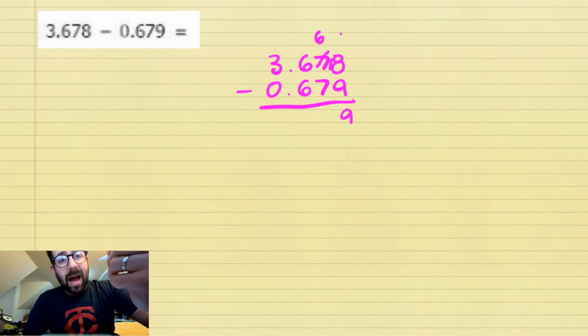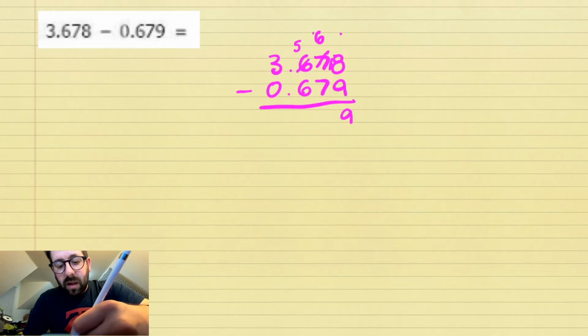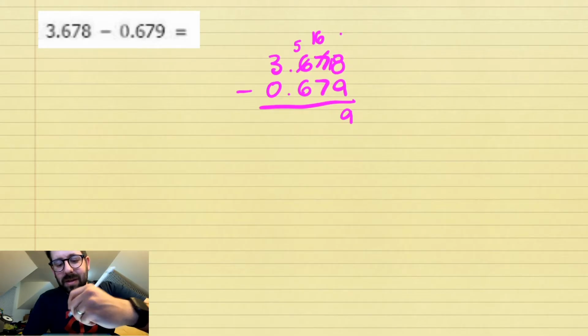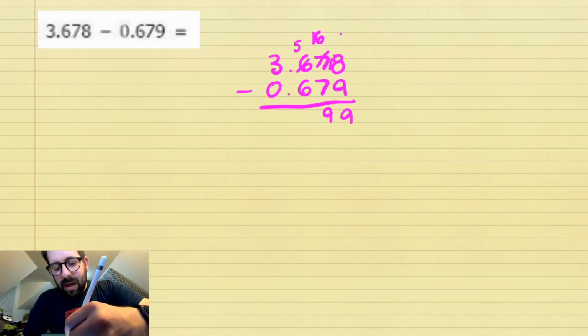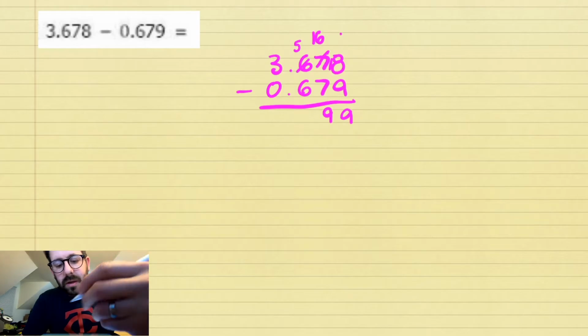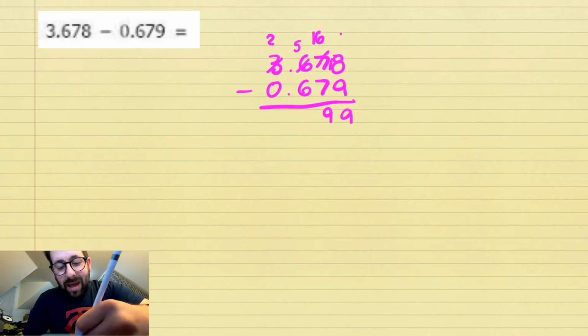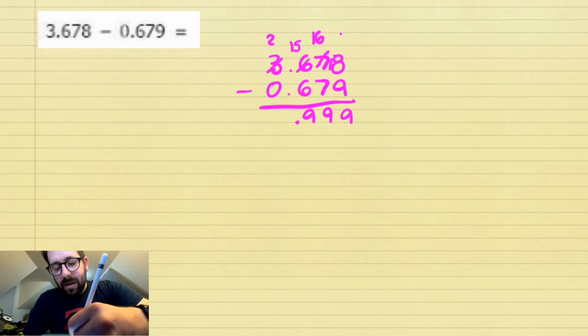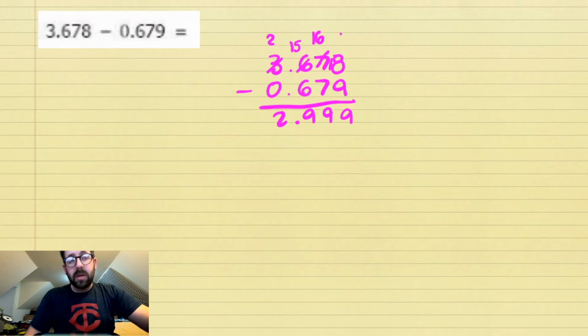Now 6 minus 7, I can't do that. The 6 is too small again, so I'm going to borrow from the column in front, making that a 5, and this is now a 16 instead. So 16 minus 7, well, it's 9 again. That's kind of nice. The 5 minus 6, I can't do that again, so I'm going to borrow from the column in front. This is now a 15. 15 minus 6 is a 9. And then 2 minus 0, which is 2. So it should be a 2.99.